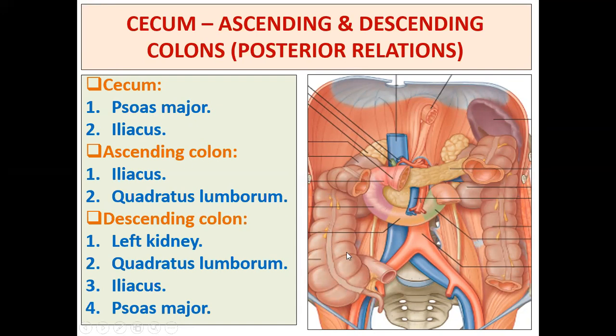Then we have the ascending colon. What are the relations for the ascending colon? One is the iliacus, as well as one more muscle here, called the quadratus lumborum. If you can see here, a small part of the quadratus lumborum on either side. For the ascending colon, it will be the right side part of the quadratus lumborum which forms the posterior relation. Coming to the descending colon, we have the left kidney here, then the quadratus lumborum on the left side, then the iliacus here, and the psoas major muscle. All this forms the posterior relation for the descending colon.